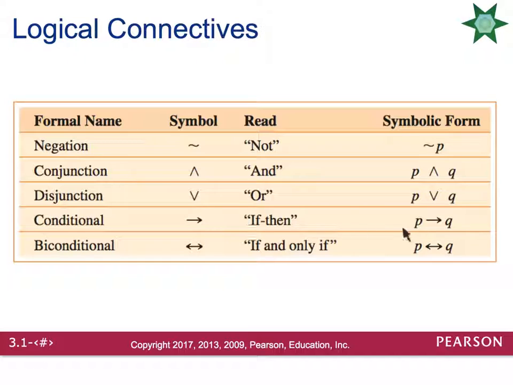Conditional would be if-then, if P then Q. That's the arrow going to the right. Biconditional is if and only if, and that's the arrow going backwards and forwards, going both directions. So that would be P if and only if Q. We'll explain what the biconditional and conditional mean, because they do have different meanings, and I'll explain that in class in a little more detail.